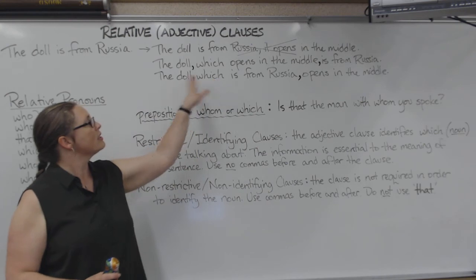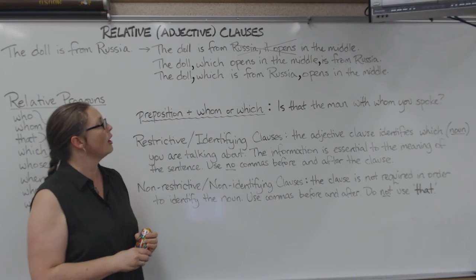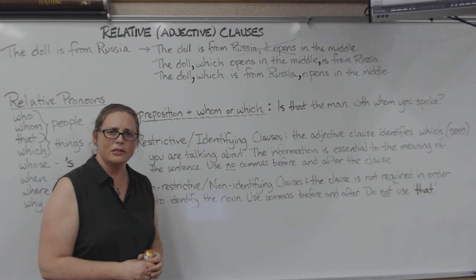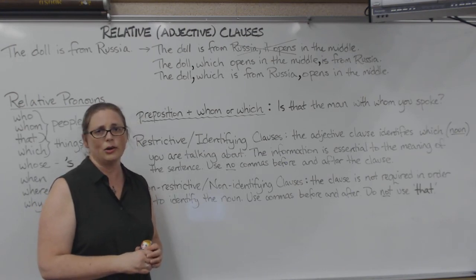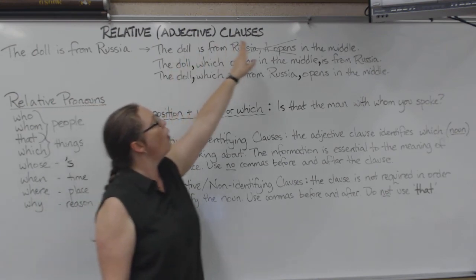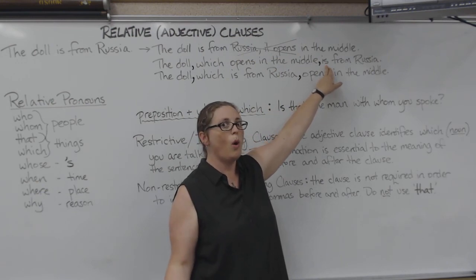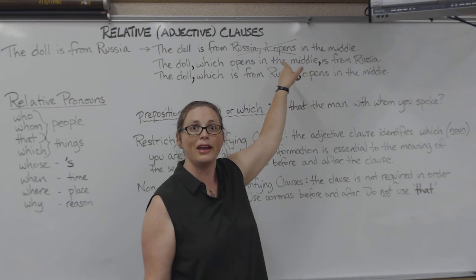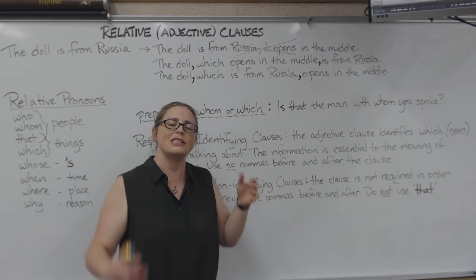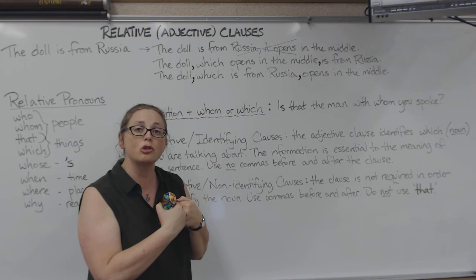Back to this. The doll, which opens in the middle, is from Russia. Where is the independent clause or the main clause here? We have the subject, the doll, and then you have to go all the way over here to get to the verb, is from Russia. Why did I put the adjective clause right in the middle? There's a good reason for it. It's because adjective clauses need to be together with the noun that they are describing.